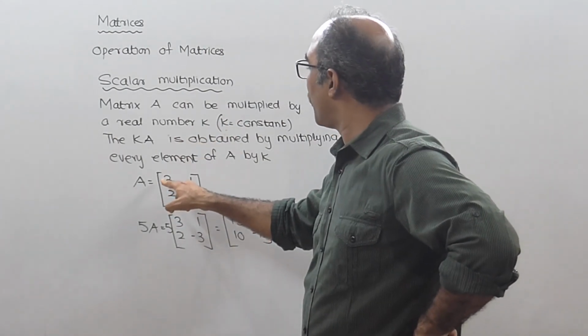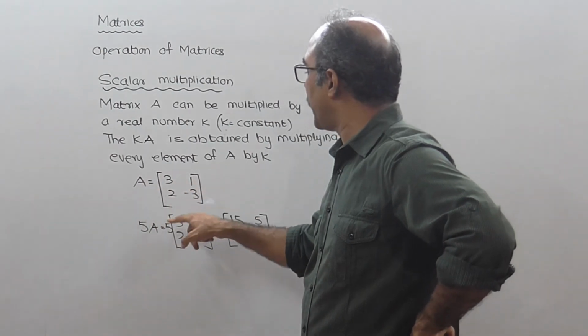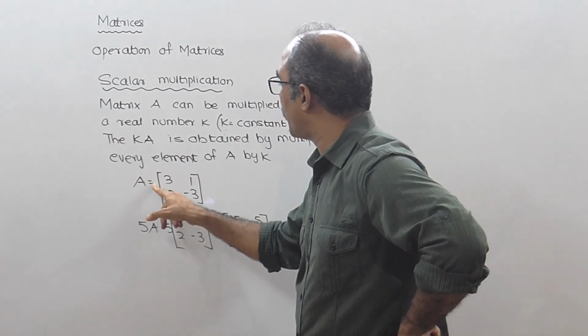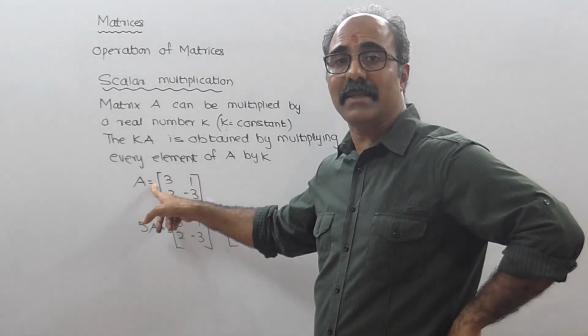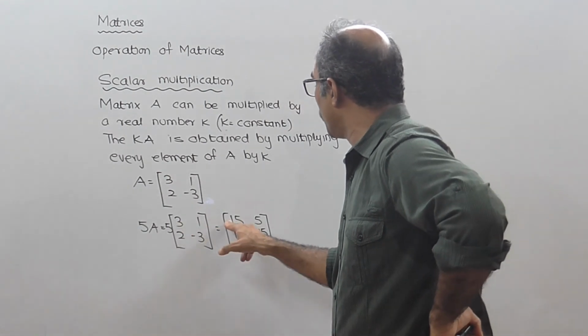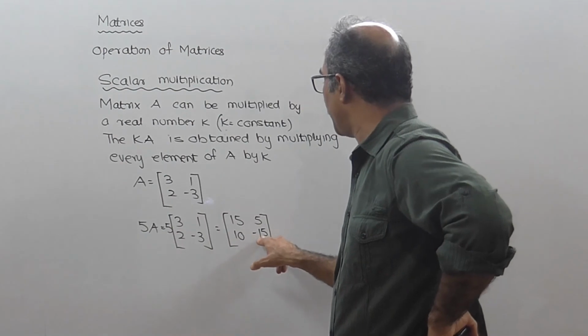Suppose I have a matrix A which is 3, 1, 2, minus 3, and I want to find 5A. 5A means if I multiply this side by 5, I should also multiply the right hand side by 5. So 5 times the matrix 3, 1, 2, minus 3. So 5 into 3 is 15, 5 into 1 is 5, 5 into 2 is 10, 5 into minus 3 is minus 15.